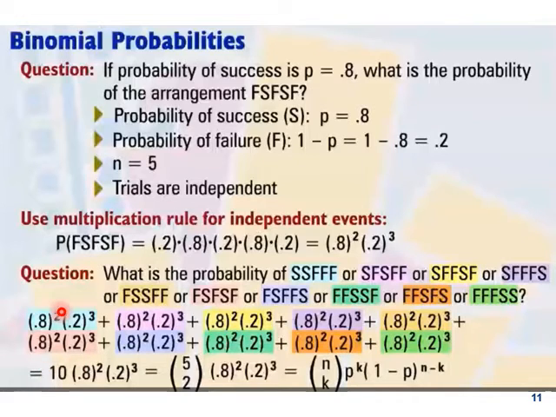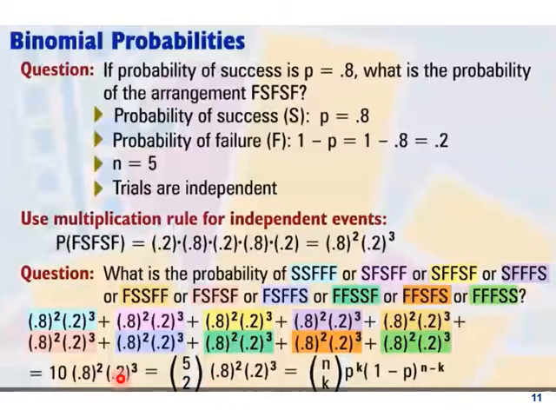And after this, we know there are 10 values, so we can also write it like this: 10 times 0.8 power 2 times 0.2 power 3. And we earlier saw that this 10 can also be written as 5 choose 2.